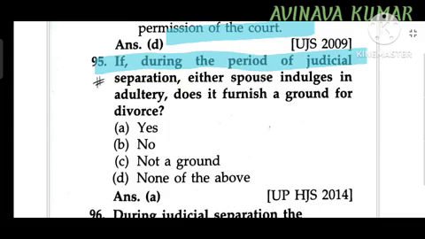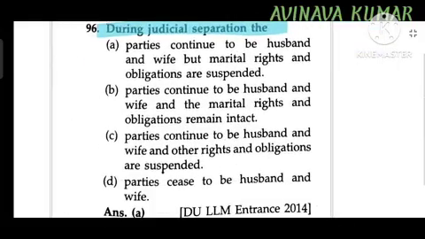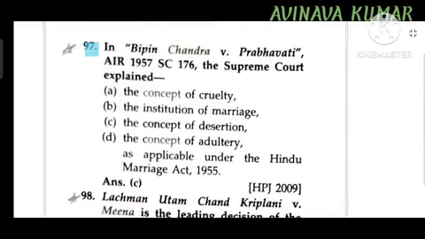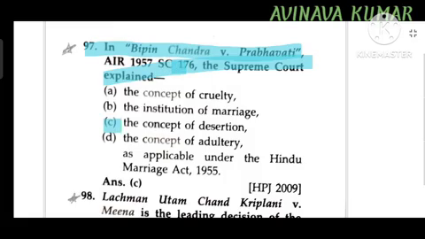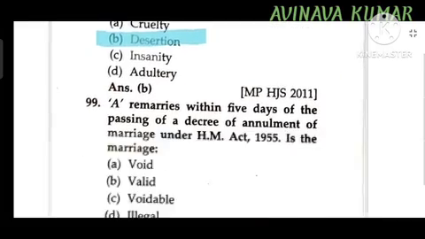If during the period of judicial separation either spouse indulges in adultery, does it furnish a ground for divorce? Yes. During judicial separation, the parties continue to be husband and wife, but marital right and obligation are suspended. In Bipin Chandra versus Prabhavati, the Supreme Court explained the concept of desertion. Lachman Utamchand Kirpalani versus Meena is a leading decision of the Supreme Court on the ground of desertion.